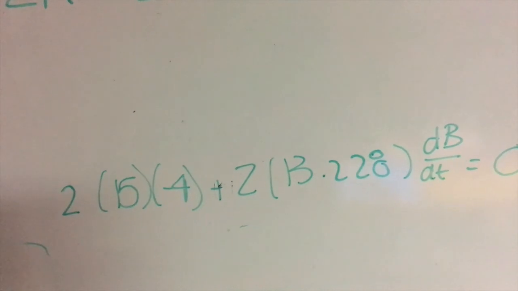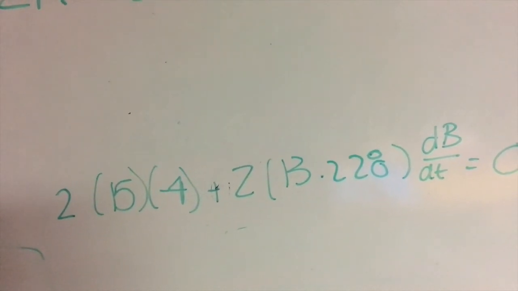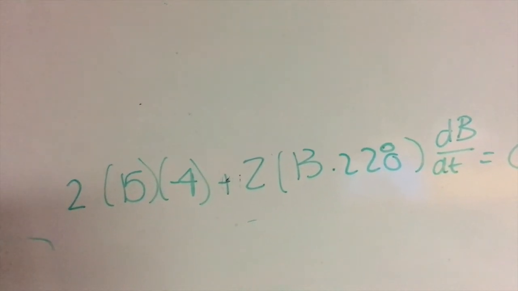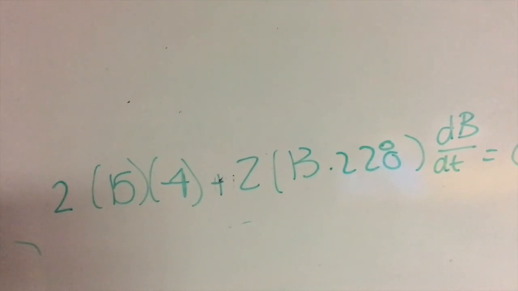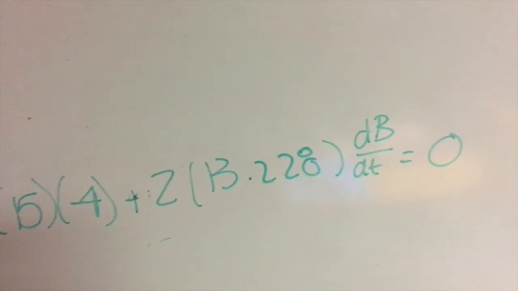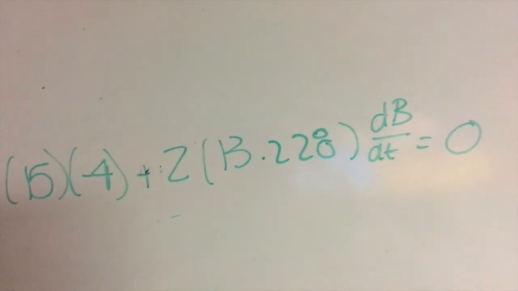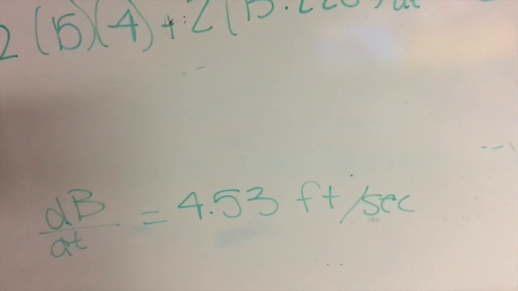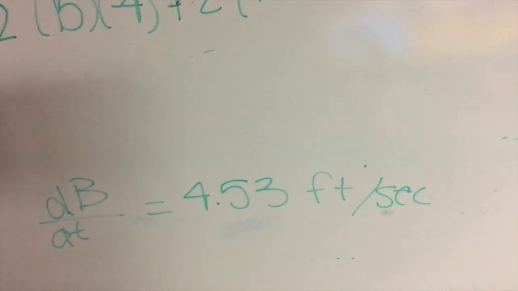2 times 15, which is the distance the ladder is away from the wall. Negative 4 is the rate at which Joe is moving. And then 13.228 is the length of B, which was solved using the Pythagorean theorem. We are solving for dB over dt, and again, 0 is the derivative of a constant. And when we solve for dB over dt, we got the value 4.53 feet per second, which is the rate at which the ladder is moving up the wall.